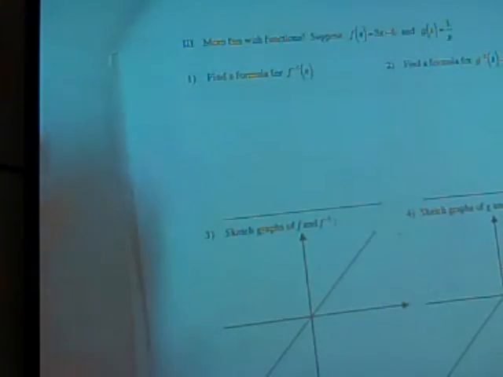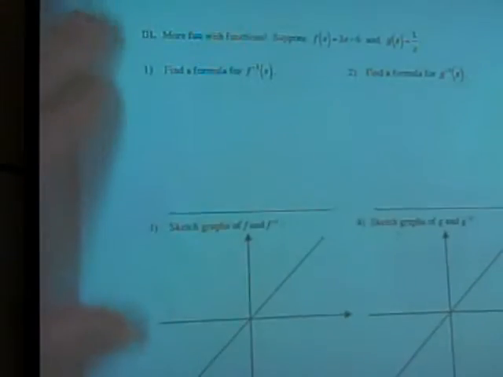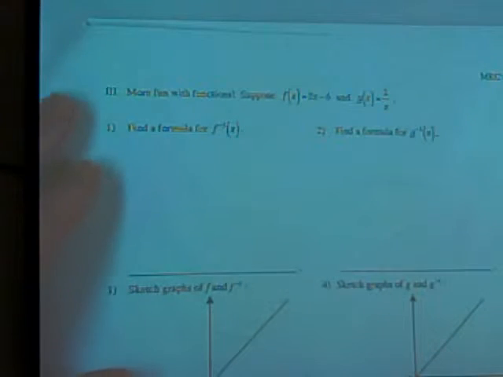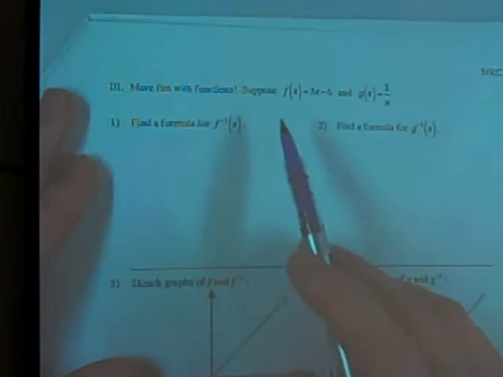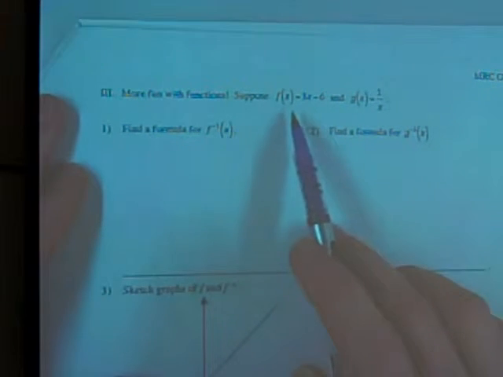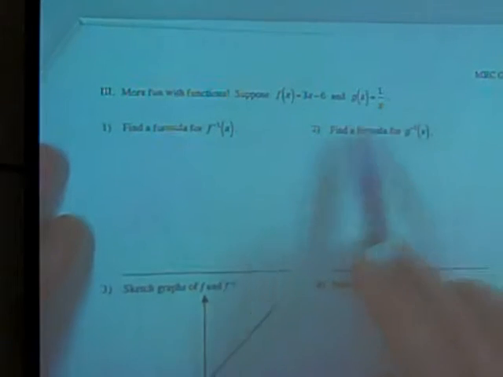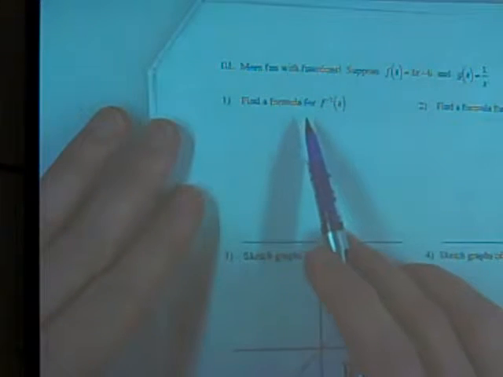Okay, let me go to the last page of the activity. Hope you can see this okay. And do a couple more of these problems with you. Here is a function f of x equals 3x minus 6 and another one g of x equals 1 over x. This says find a formula for f inverse of x.